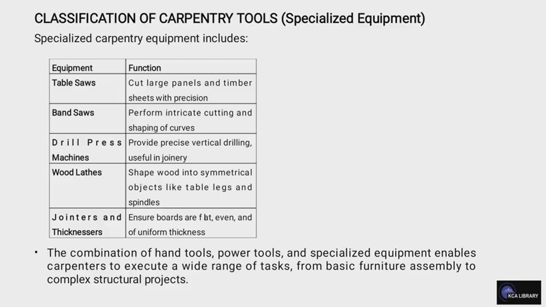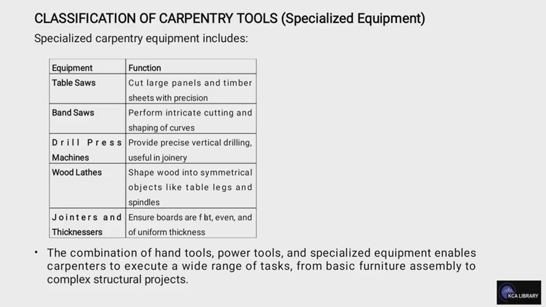For the specialized equipment, we talk about the table saw, which cuts large panels and timber sheets with precision. We have the bandsaw, which performs intricate cutting and shaping of curves. We have the drill press machine that provides precise vertical drilling, useful in joinery. We have the wood lathes, which shape wood into symmetrical objects like table legs and also spindles. We have the jointer and thicknesser, which ensure boards are flat, even, and of uniform thickness.